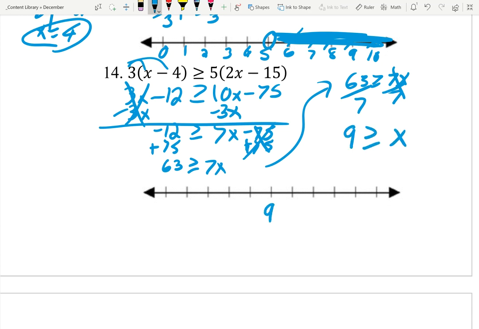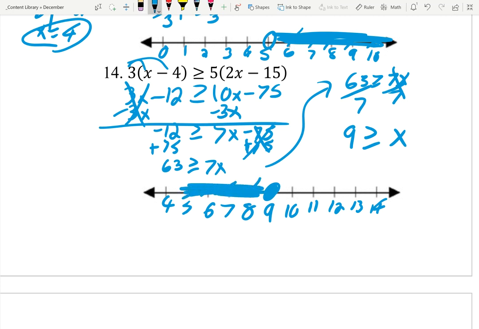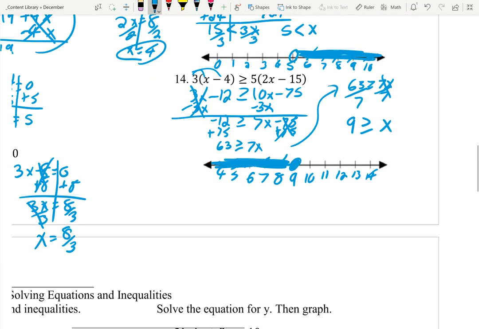So we'll put 9 in the middle. 9, 10, 11, 12, 13, 14, 8, 7, 6, 5, 4. So this is claiming that x is smaller than 9. So we're going to have a closed circle at 9, and then we're going to shade in the numbers that are smaller. So x is smaller than 9. So 8, 7, 6, 5, all these numbers are smaller than 9. So we're going to shade them in. That's our answer.